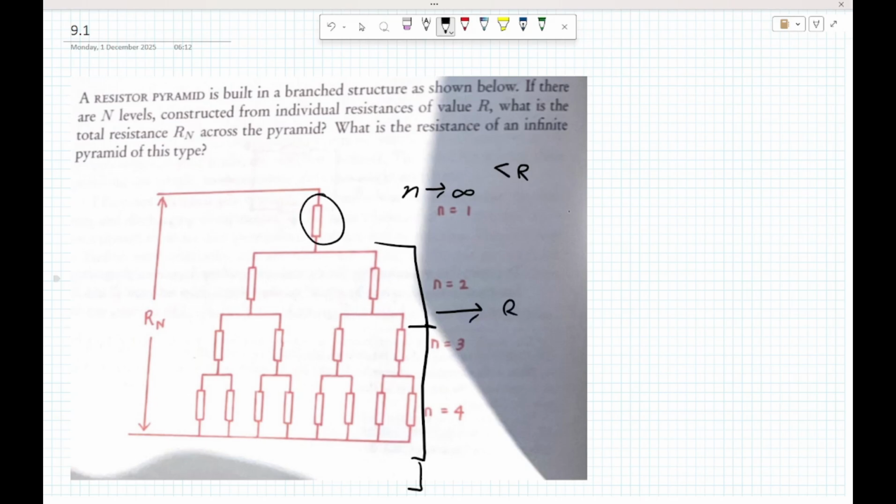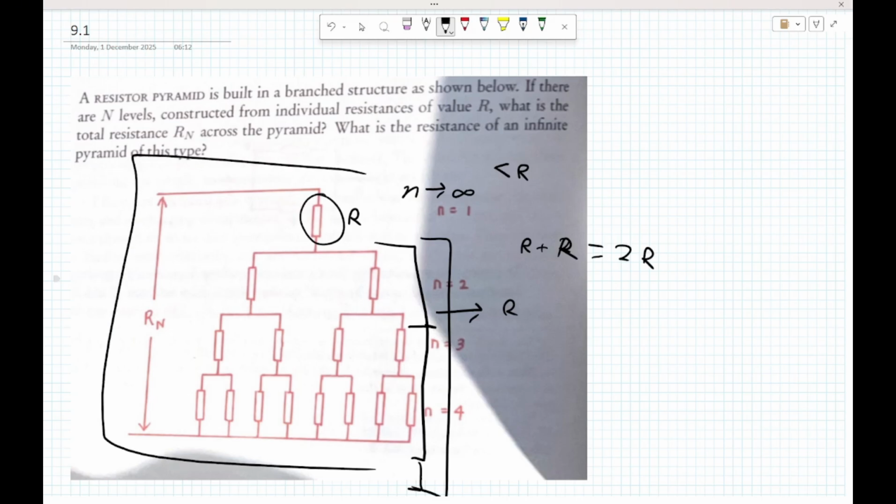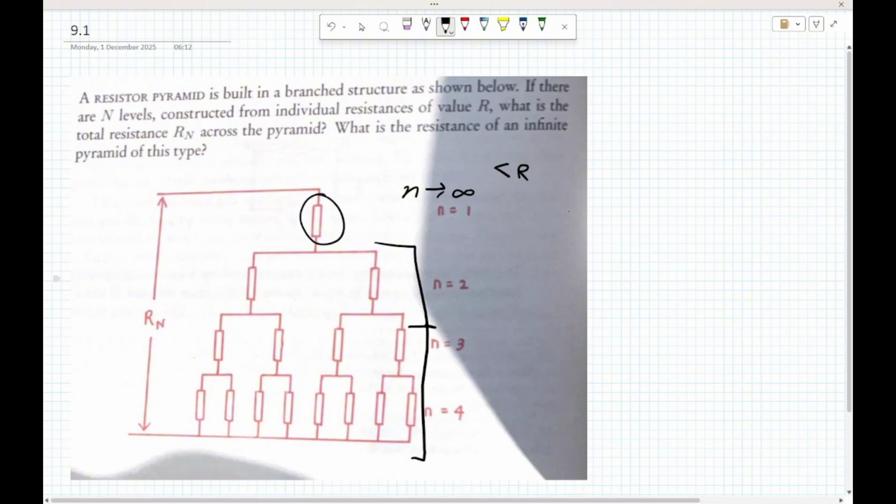So in that case, because we have two resistors in series, we can just add them up. We have R from this resistor, and then we have R from this entire thing. So we know that the total resistance of this entire circuit as n tends to infinity is going to be equal to 2R. Let's test this theory, because we didn't do any math here, we just saw it in physics terms.